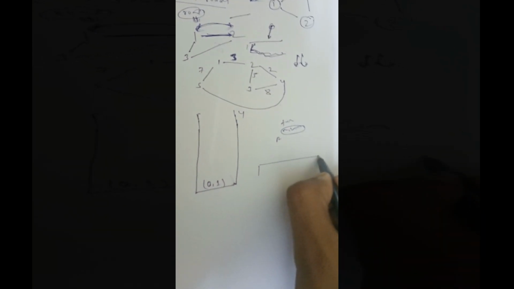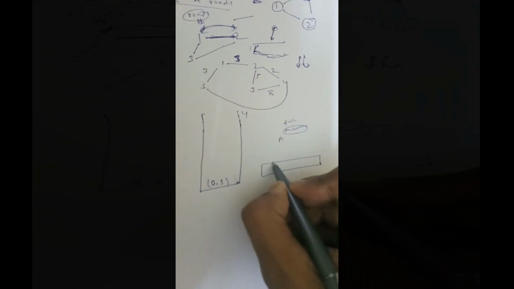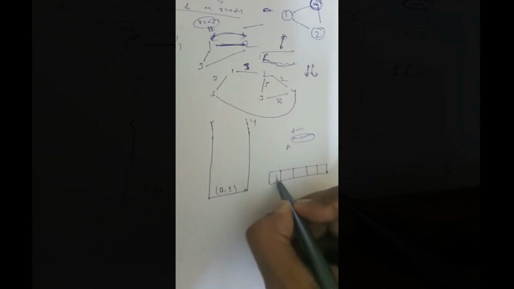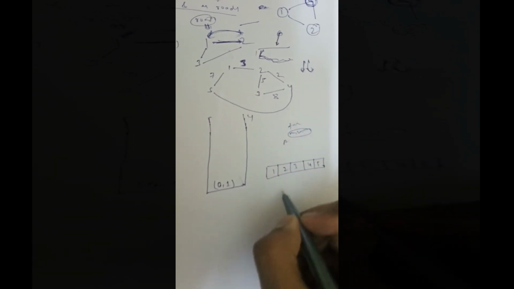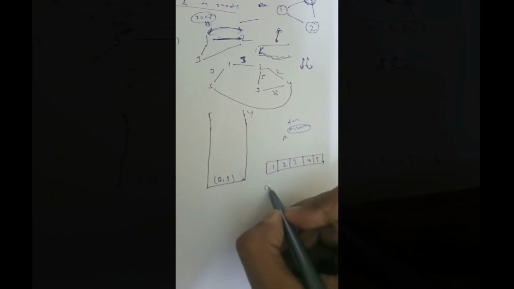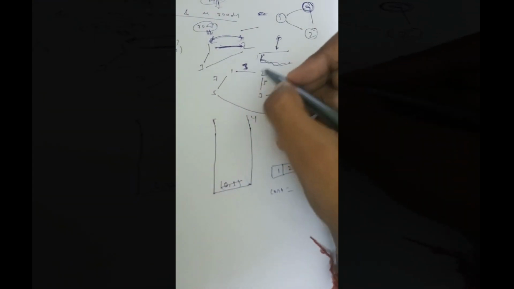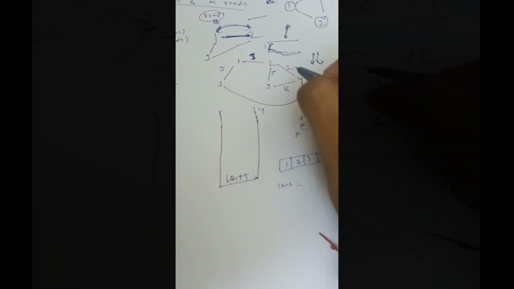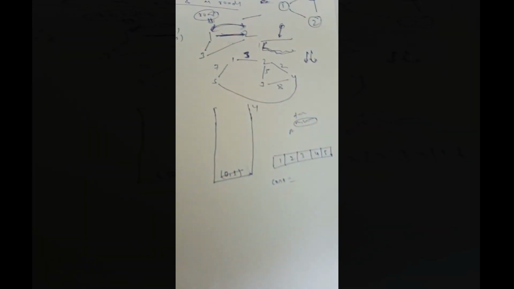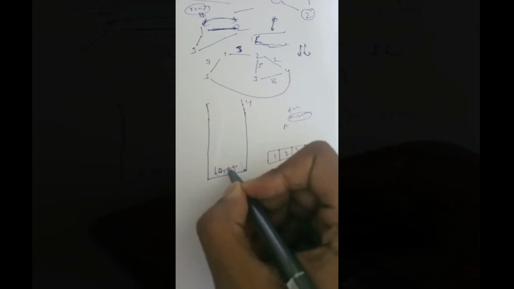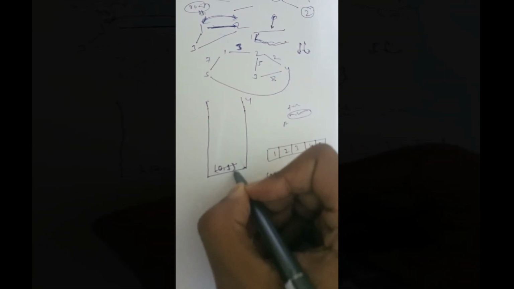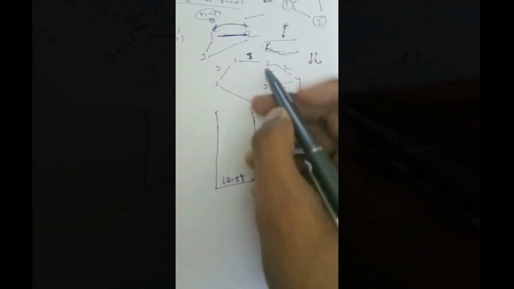And I will make a visited array, 1 2 3 4 5, and I will here write cost. First, it will iterate from 1, and it's an undirected graph, which means you can go from city 1 to city 2 and also from city 2 to city 1. So first I will remove one node from the priority queue.